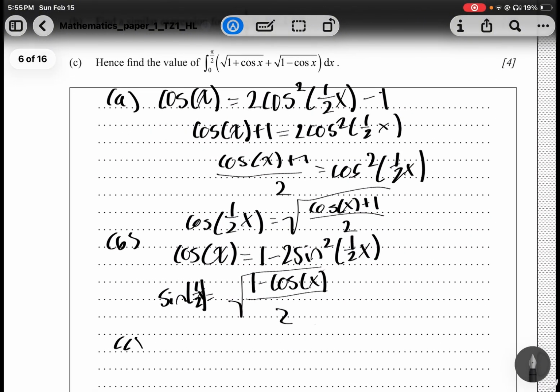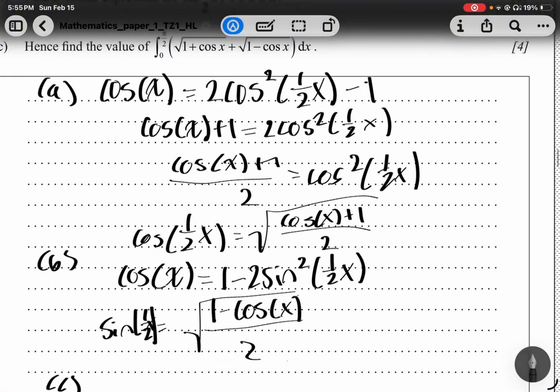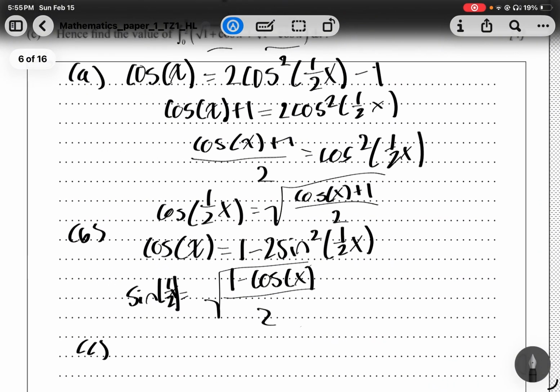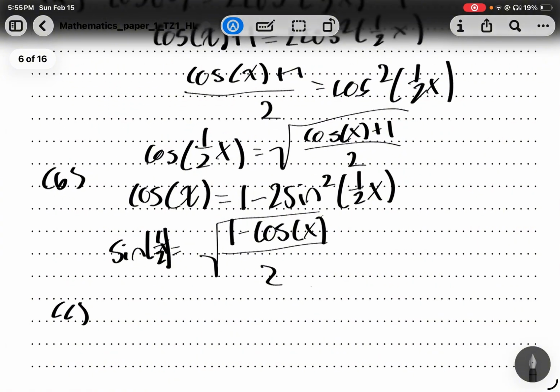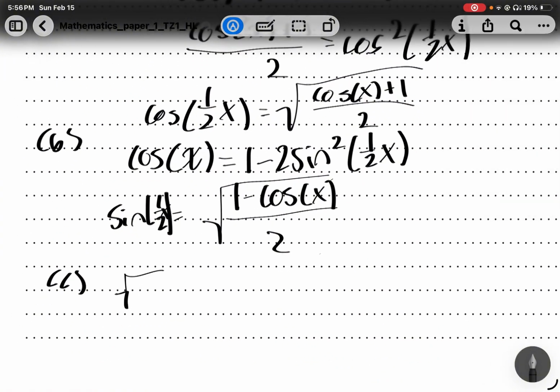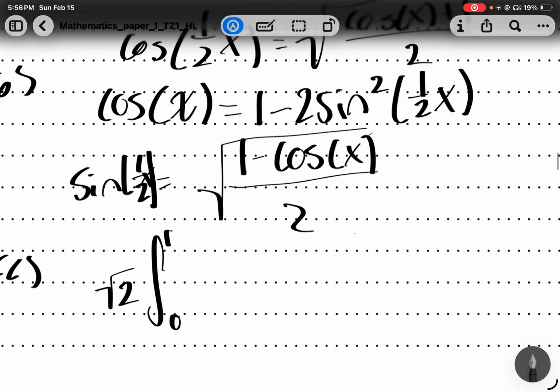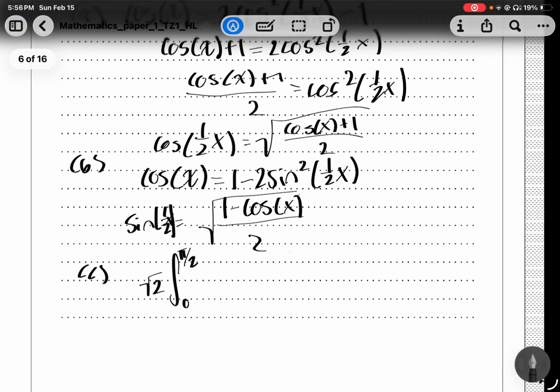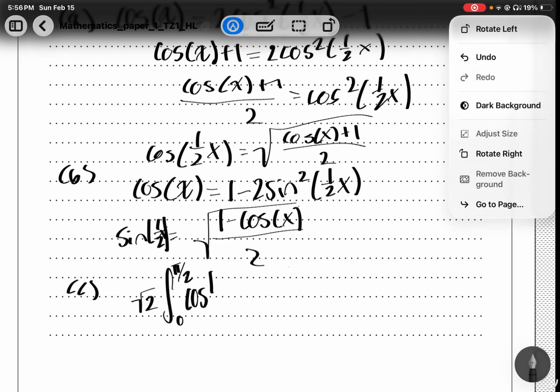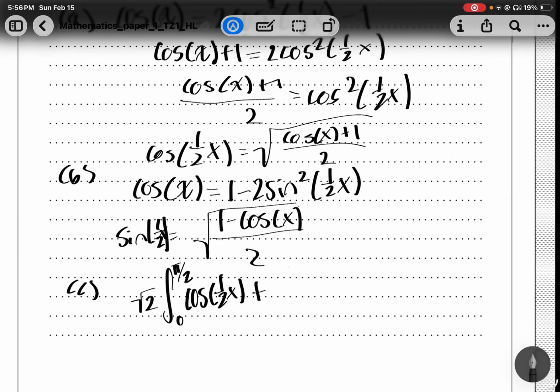So then for part C, we note that this is basically cosine of 1/2 x, and this is sine of 1/2 x, but both of these are times square root of 2. So that means we just have to put square root of 2 on the outside of this, and it goes from 0 to pi over 2 of cosine of 1/2 x plus sine of 1/2 x dx.